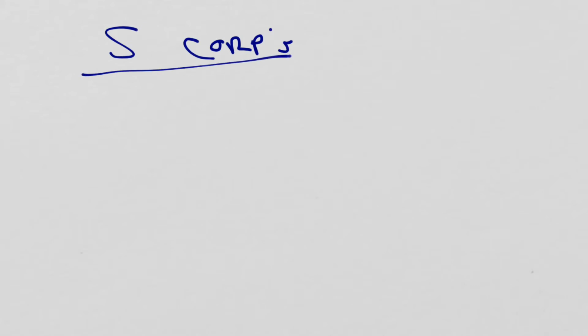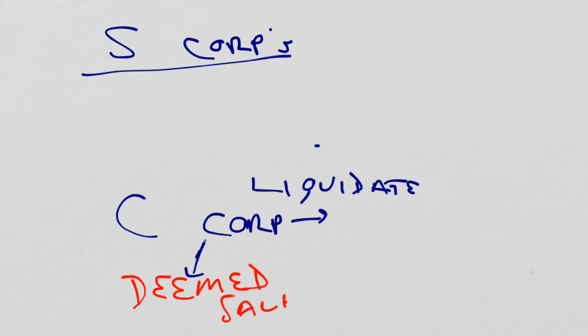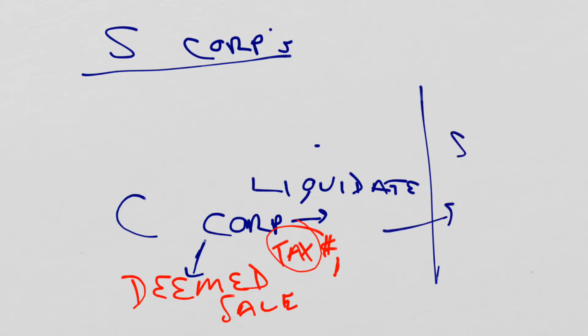We learned when C corporations liquidate, you'll remember this, because you're probably blue in the face remembering it. When C corporations liquidate, it creates a deemed sale right here at the C. And so there's a tax paid by the C corporation on this deemed sale. So here's one tax. And then the shareholders over here, when they get the liquidation, they pay a tax on what they get, tax number 2, hence 2 taxes.